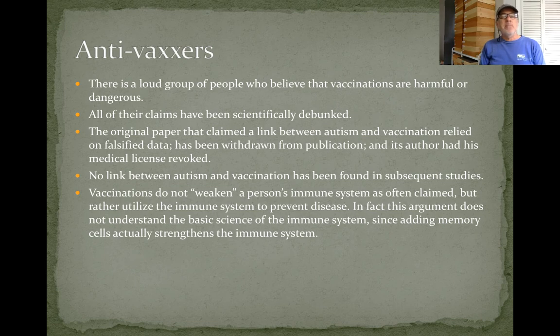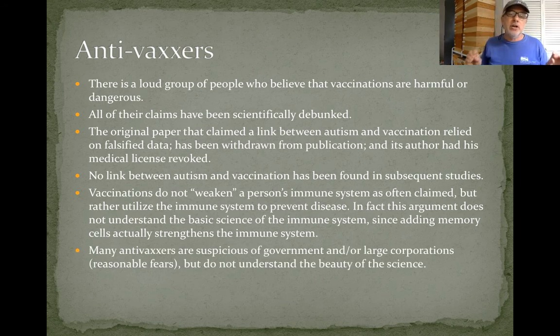It's also been claimed that vaccinations weaken a person's immune system, but they don't do that. They utilize the immune system to prevent disease. And in fact, the argument doesn't really make sense because it doesn't understand the basic science of the immune system, since adding memory cells actually strengthens the immune system. It doesn't weaken it. Your immune system is made to have memory cells added to it.